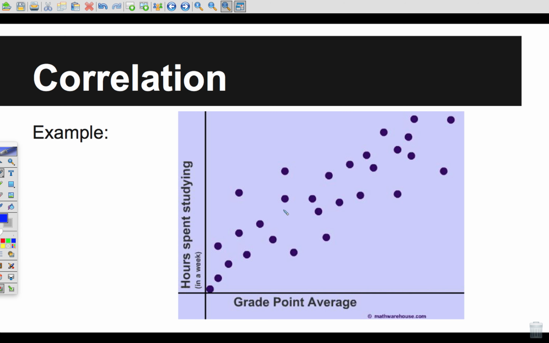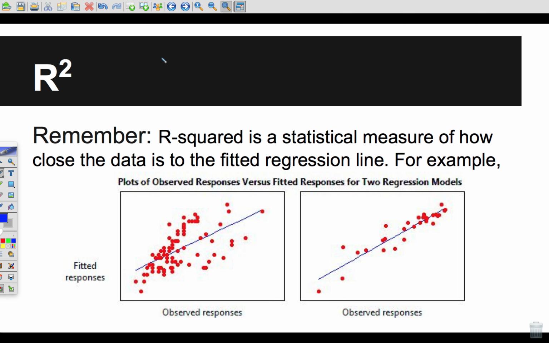Okay, so correlation. For example, we can compare grade point average and hours spent studying. All it's describing is a relationship. It's not saying that your grade point average causes this or this causes this. It's just describing a trend that they notice. Sometimes they call these trend lines. As the grade point average increases, we notice the hours spent studying increases. R squared, remember, is a statistical measure of how closely something fits.